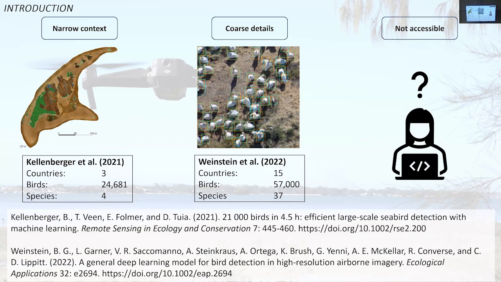And that has begun to be addressed. So Weinstein et al. in 2022 reached out to researchers across the globe and grouped a bunch of these independent studies together and trained a computer vision tool to detect the birds in these drone images. So the data came from 15 countries, had 57,000 birds in it across 37 species. So that's a lot broader context. However, this study only labelled them as birds or background.